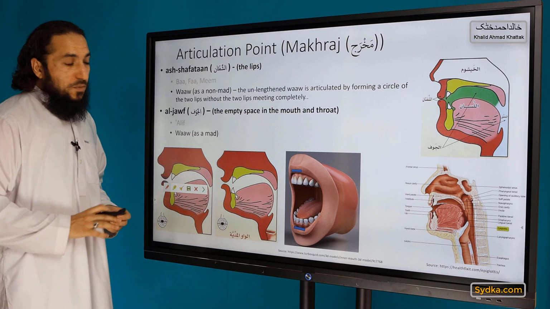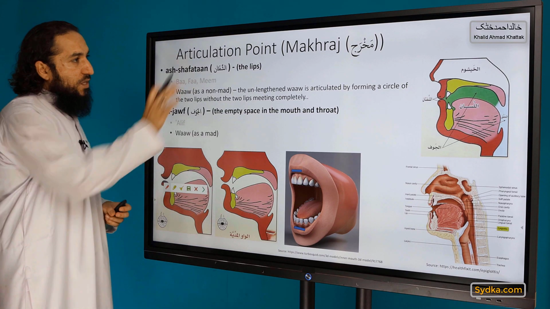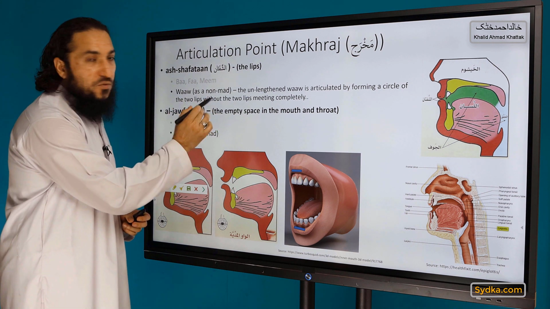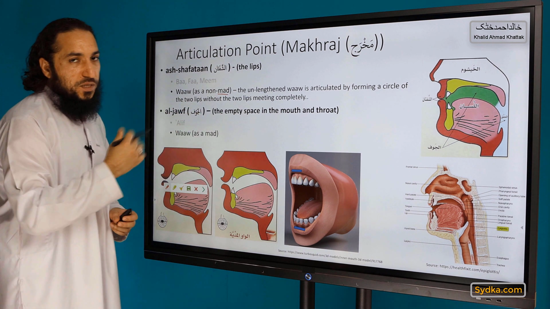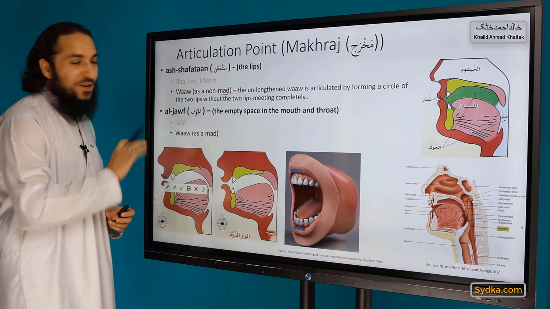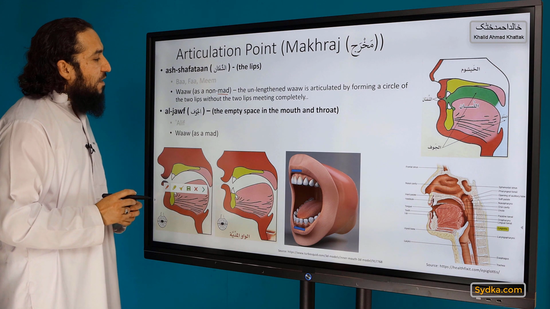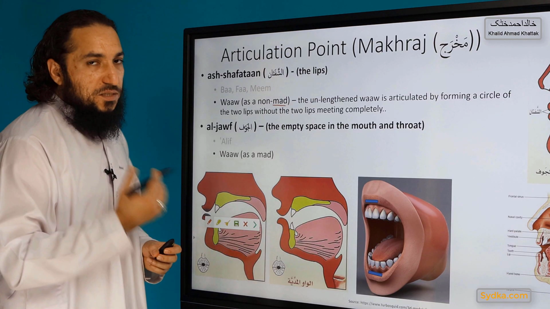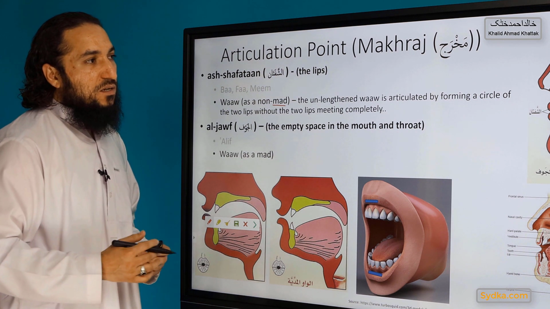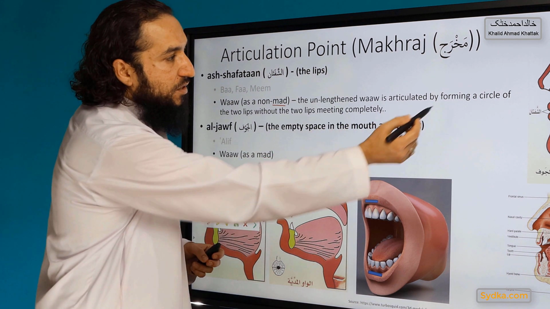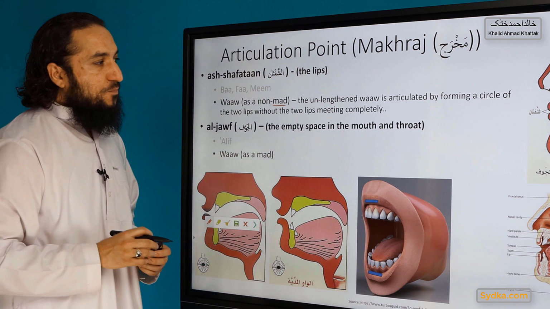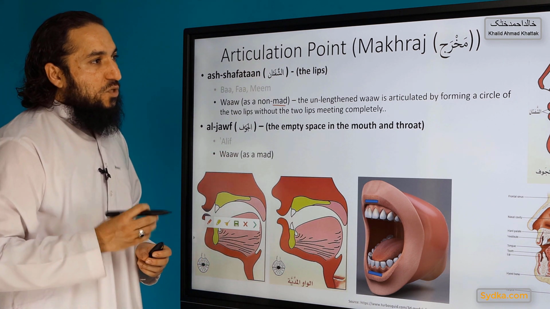It has two articulation points as well. The first one is when this is written as Mad, but it's actually non-Mad. Non-Mad means when it's not lengthened. So it's written in English like Mad, but it's pronounced differently. The Waw, when it is unlengthened and used as a consonant, is articulated by forming a circle of the two lips without meeting them.